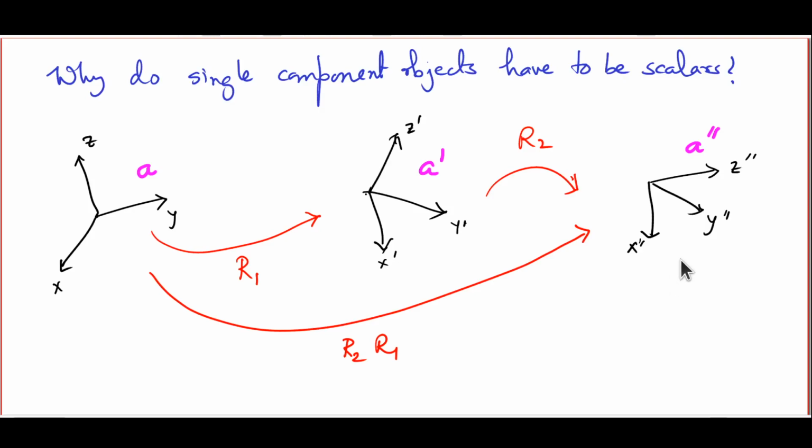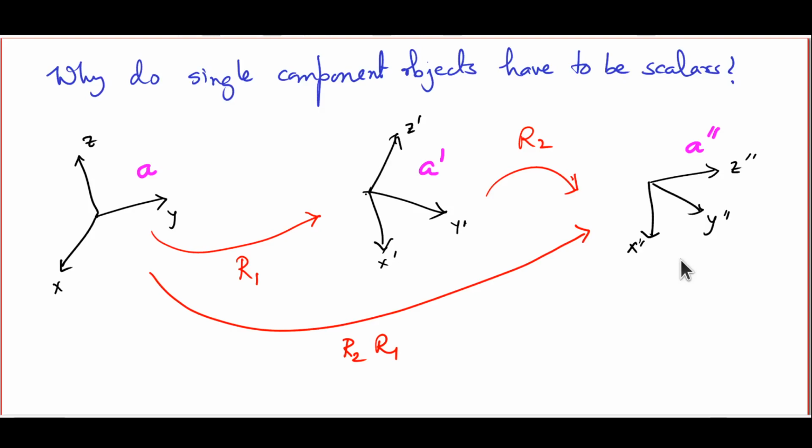The question that we are going to investigate here is, what kind of relationship has to be there between a prime and a double prime? Of course, scalars are the simplest in this regard. If this object were a scalar, a double prime would have been the same as a prime, that would have been the same as a. What we are trying to investigate is, is there some other possibility?